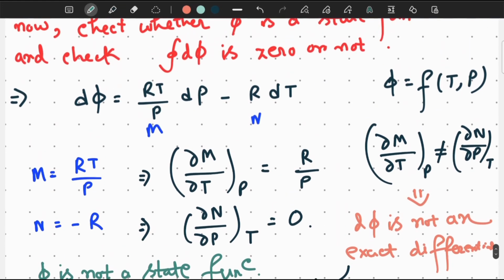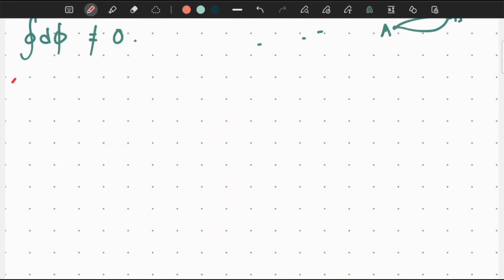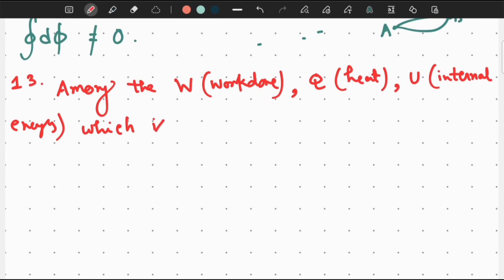Okay. Now the last question we can discuss here, probably it should be the last question. Among W, which is work done, Q, which is heat, and U, internal energy, which is a state function. It's very clear. This is just an MCQ type of question, which is a state function. Okay, so internal energy U is a state function.